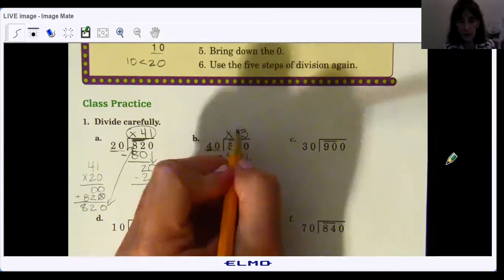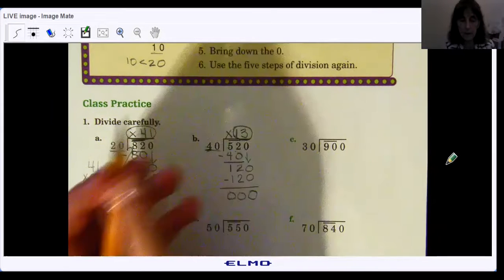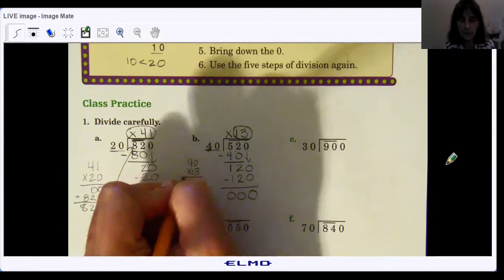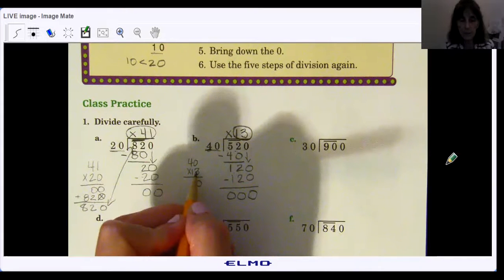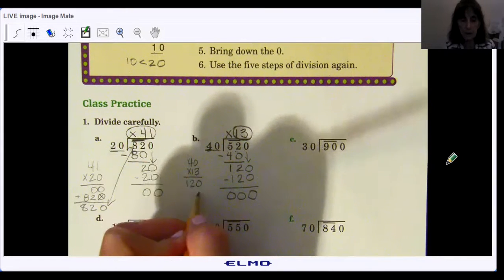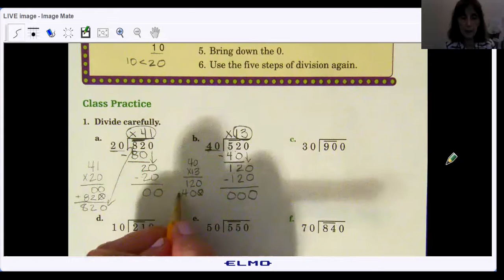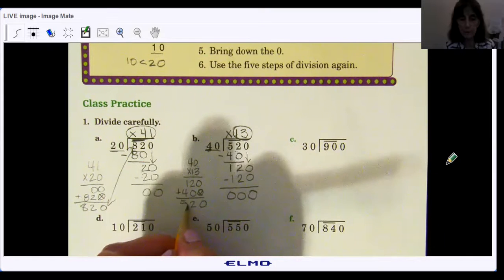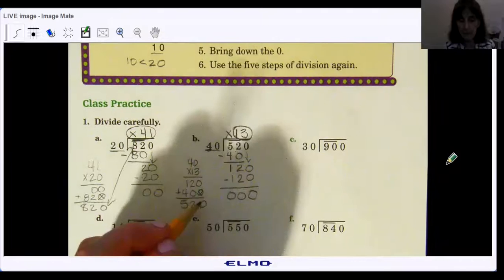Okay, good job. All right, and if you wanted to check that, to the left of it, you could go 40 times 13. And 3 times 0 is 0. 3 times 4 is 12. No more ones. 1 times 0 is 0. And 1 times 4 is 4. Add up your partial products, and you get 520. All right, and it matches. All right, look at this big one.